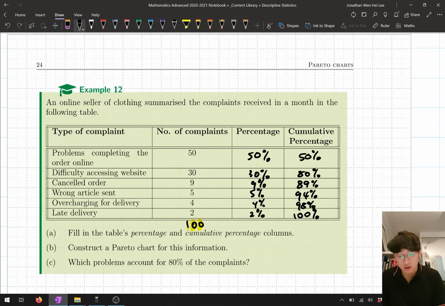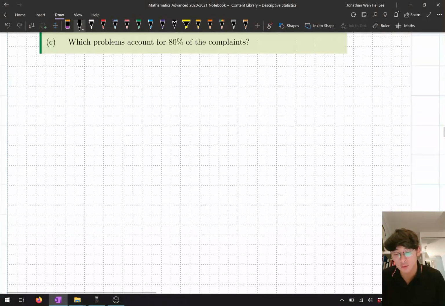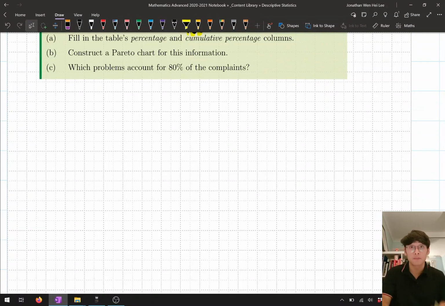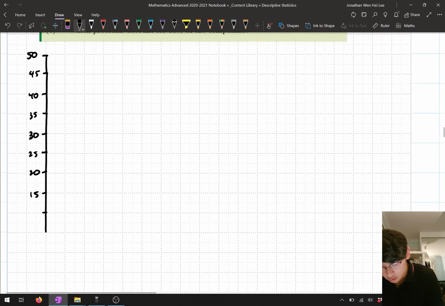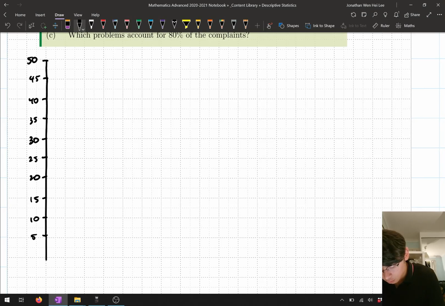The next part, we want to construct a Pareto chart for this information. So I want to have my frequencies on my left column and my percentage on the right hand column. Here I'm just going to go frequencies. I'm going to go from 50 and I'm going to go down by 5 each time. So 50, 45, 40, 35, 30, 25, 20, 15, 10, 5, and 0.